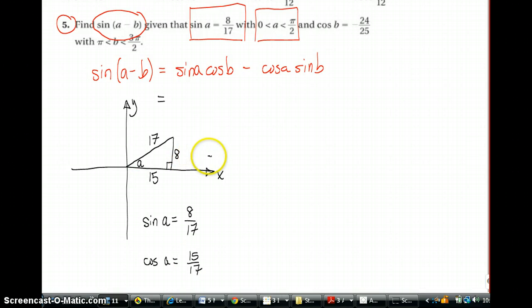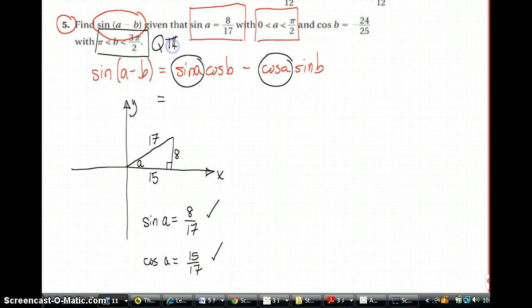So now the adjacent side to angle A is 15. We are given the sine of A. Now we know the cosine of A. We know that expression in the formula, and we also know this. Now we need to talk about angle B between pi and 3 pi over 2. That will be in quadrant 3, and we are given the cosine of B to be negative 24 over 25.